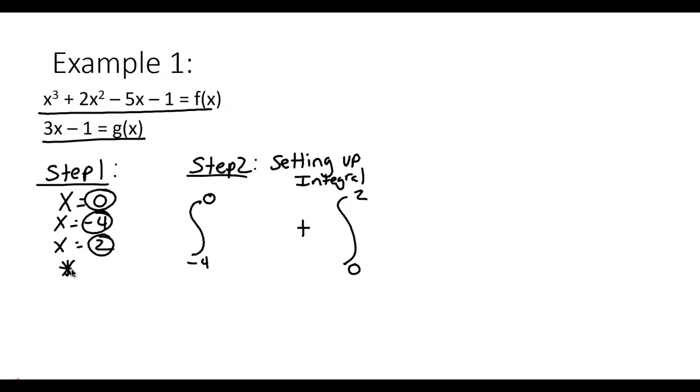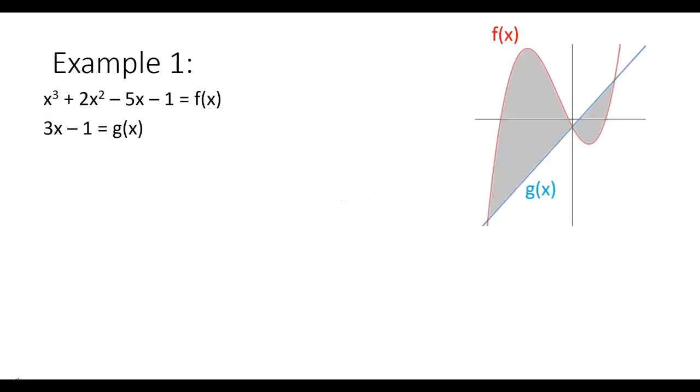Now, that makes sense because let's look at our graph here really quick. With 3 intersection points, we really only have 2 areas we need to worry about. We have this area here, and then we have this area here. And each one of those is an integral. The first one goes from negative 4 to 0, and the next one goes from 0 to 2. So we have 2 areas and therefore 2 integrals.